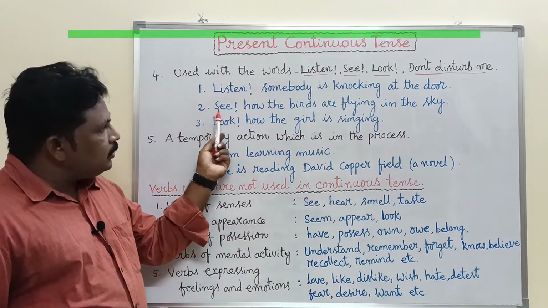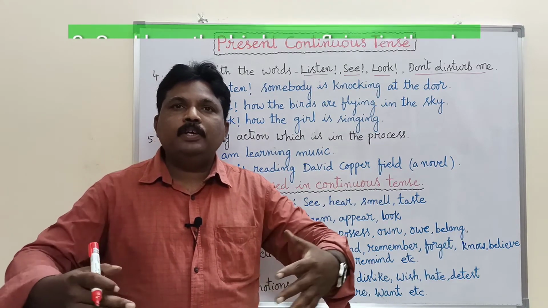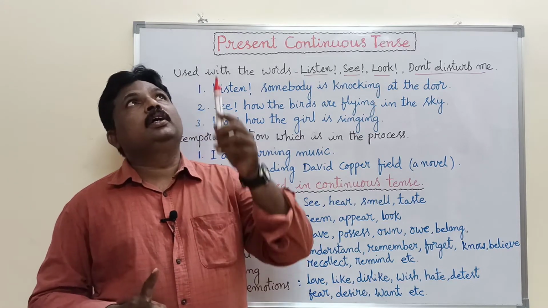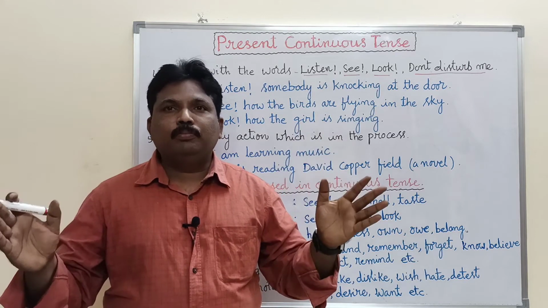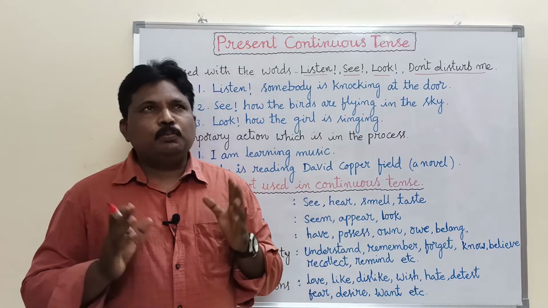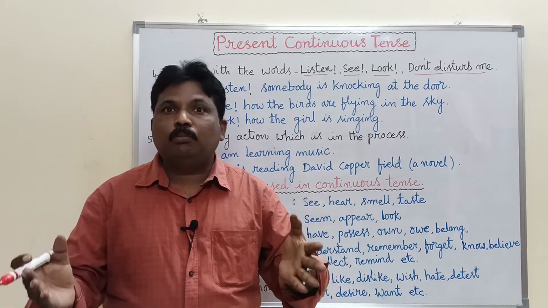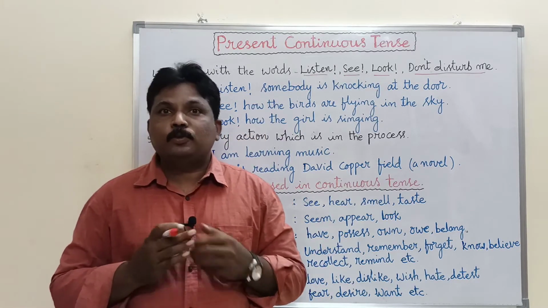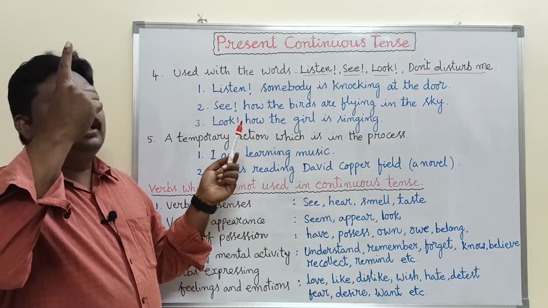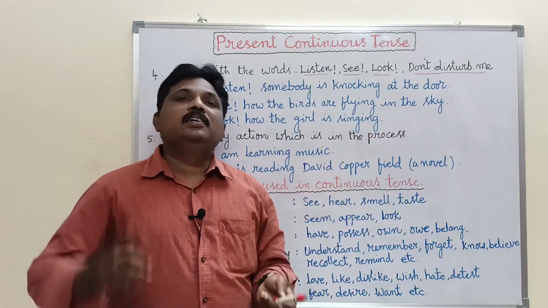Okay, another one is see how the birds are flying in the sky. Imagine a group of boys are going home after school or college. One of the boys is looking at the sky. So there is a large number of birds flying in a specific direction. This boy is attracted towards that scene. He wants the rest of the boys to look at that scene. So he uses the word see. Then all the other boys look at his pointing finger, and then he says how the birds are flying in the sky.